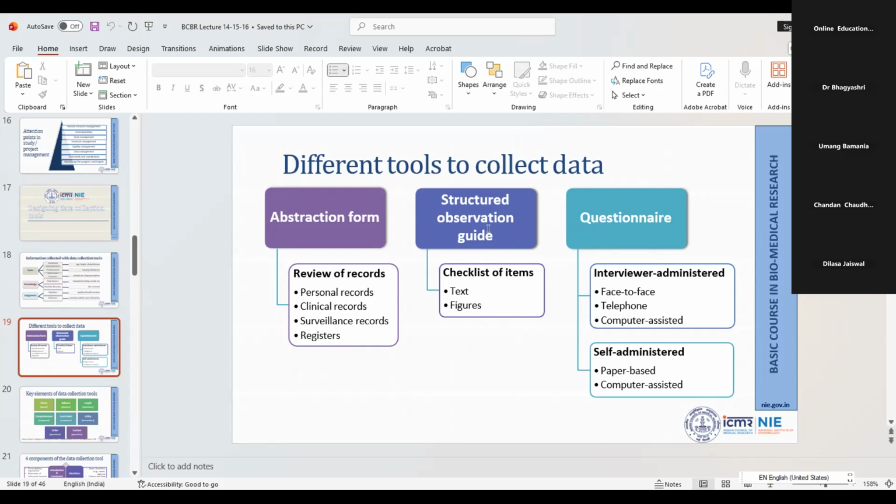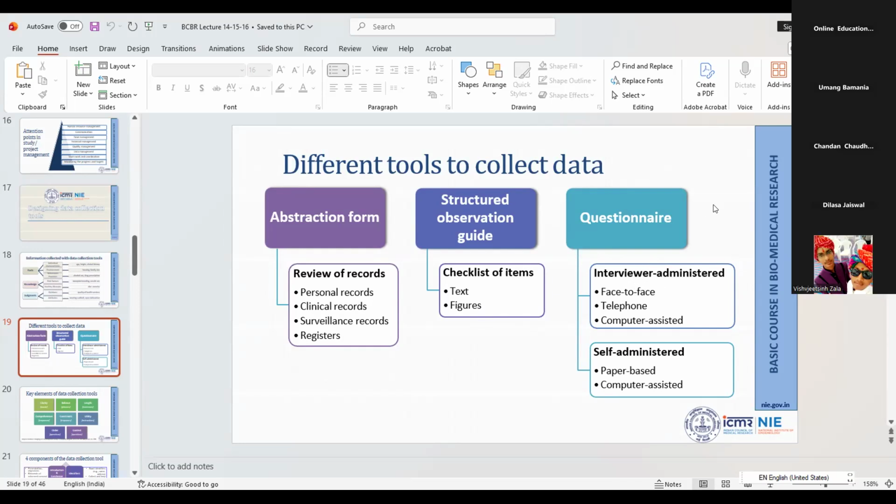Second is the structured observation guide, also called the checklist. Many times we use it in our study. A checklist of items may be in text form or figures. And the last is the questionnaire, which is most widely used in research. It could be of two types, interviewer administered or self-administered.